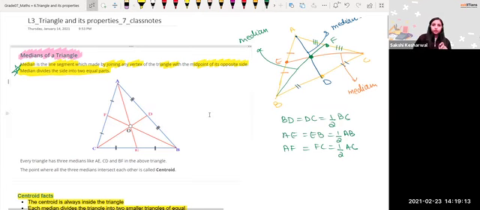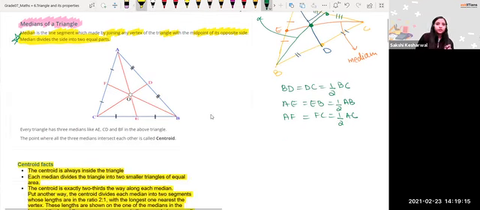Now, just see over here what are the things written. It's written over here that every triangle has 3 medians, that is AE and the others, 3 medians, right?